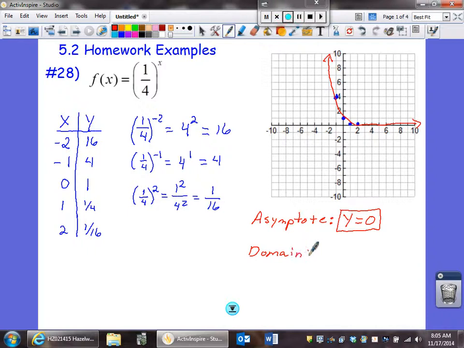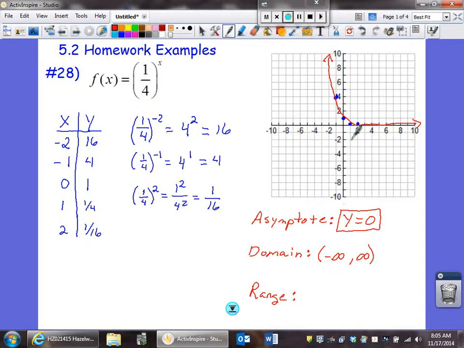The domain of this graph, remember, you're looking for all the possible x's you could have. So we're looking left to right here. As this graph moves up, it's also moving to the left, little by little, and it never stops. It goes all the way out to -infinity. As far as moving to the right, this one's a little more obvious. It moves to the right forever, and therefore its domain is -infinity to +infinity.